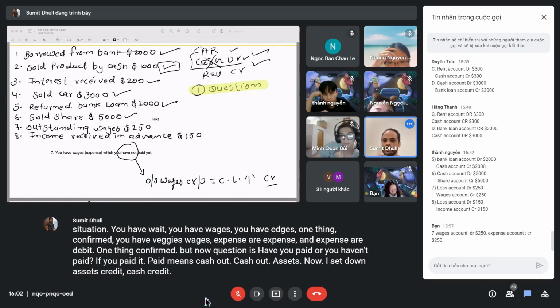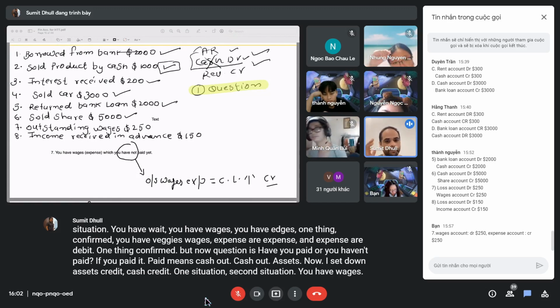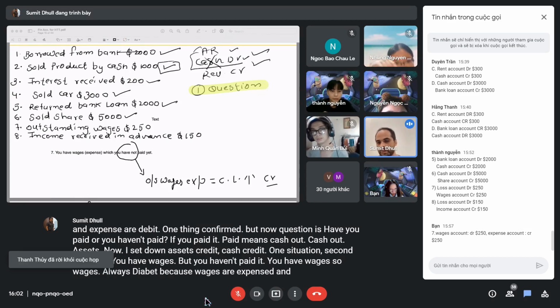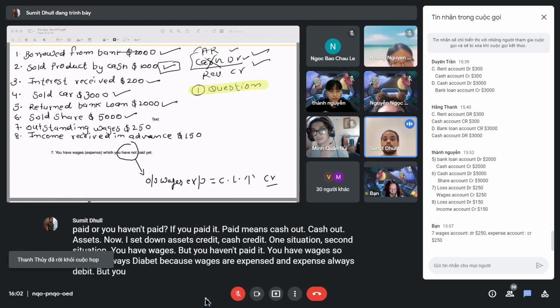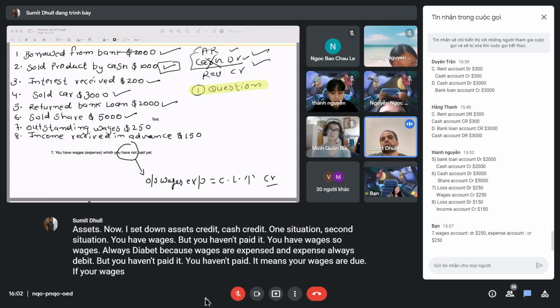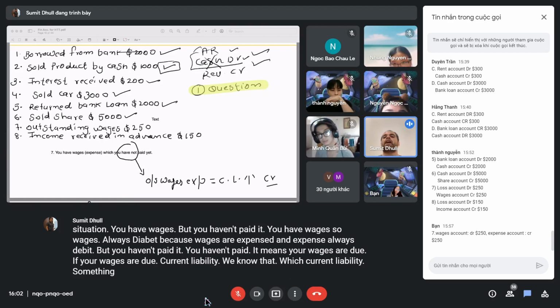Second situation, you have wages, but you haven't paid it. So wages are always debit, because wages are expense and expense is always debit. But you haven't paid it, which means your wages are due. If your wages are due, it is a current liability, we know that. Which current liability? Something due, we call it outstanding.